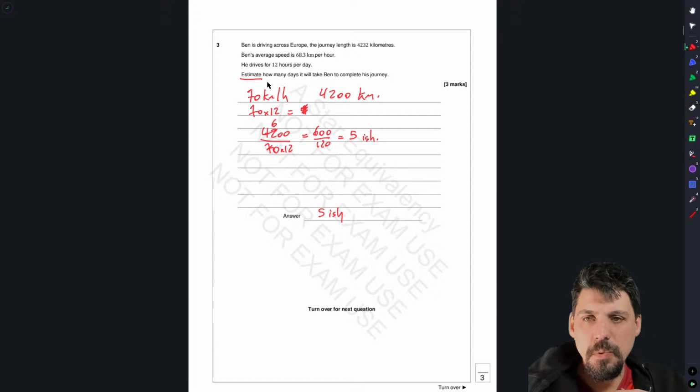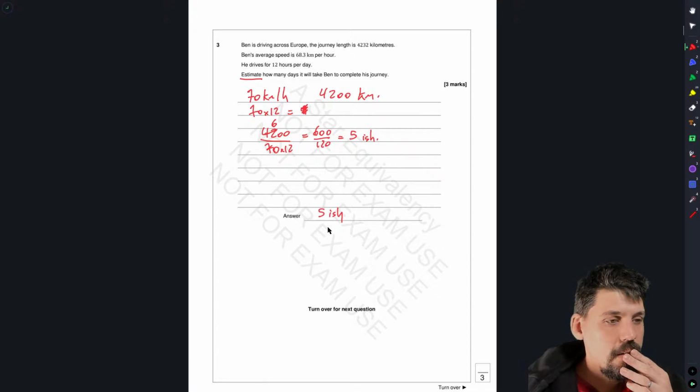Now, estimate is a weird one, but there we go. I'm assuming we run that to 4,200 kilometers. So divide that by 70. 4,200 kilometers is 420 divided by 7, which is 60. So it takes us 60 hours, which is 5 days.